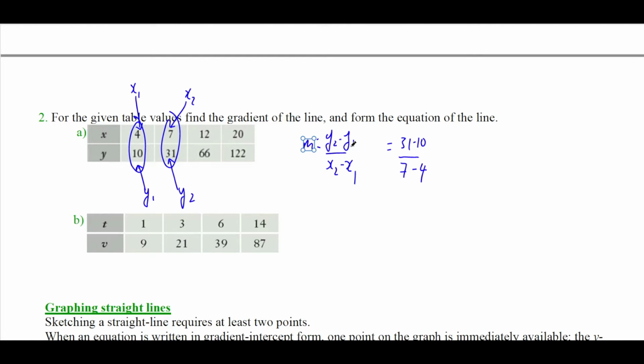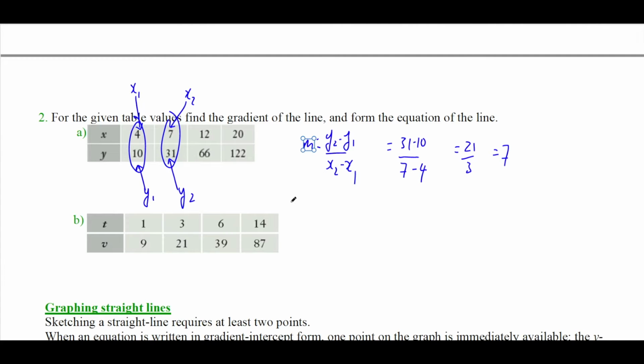So y2 take away y1 is 31 take away 10 over 7 take away 4, which equals 21 over 3, which equals 7. So we found that the gradient is equal to 7, right? Now, how do you find the equation of the line? Okay, so then what you can do is you can use the point gradient formula.